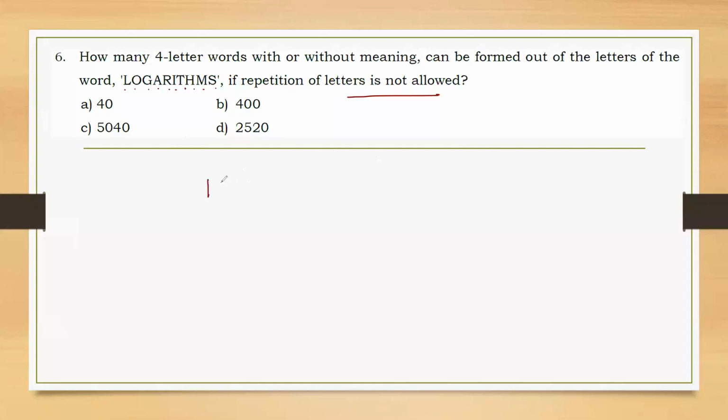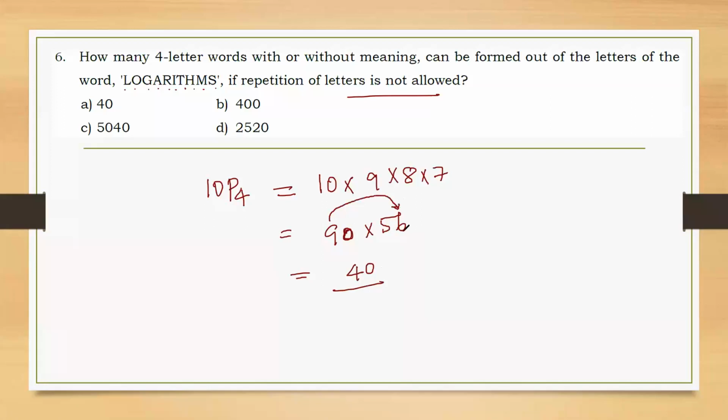Yes, good. 10P4. Out of 10 letters, we need only 4. Right? So from 10, 4 numbers reverse: 10, 9, 8, and 7. So 90 into 56. The answer should end with 40, right? Since the answer will always end with 0, since we have 0, 9, 6 are 54, the answer will end with 4. So the only option is 5040. Yes, good. 10, 9, 8 into 7.